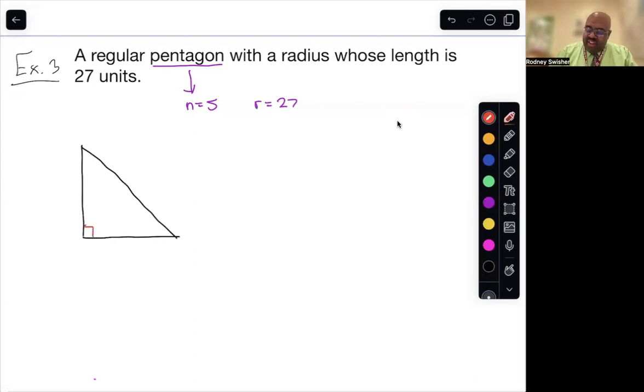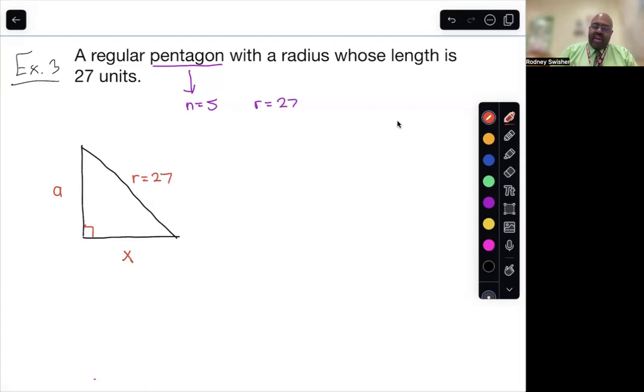We know, of course, that the vertical side is our apothem. So I'm just going to put that as A. We also know that the base of this right triangle is going to be my x. Remember, x represents half of a side. And of course, this hypotenuse is r, and we do know what r is this time. R is 27. Okay, so there are the sides of this right triangle.